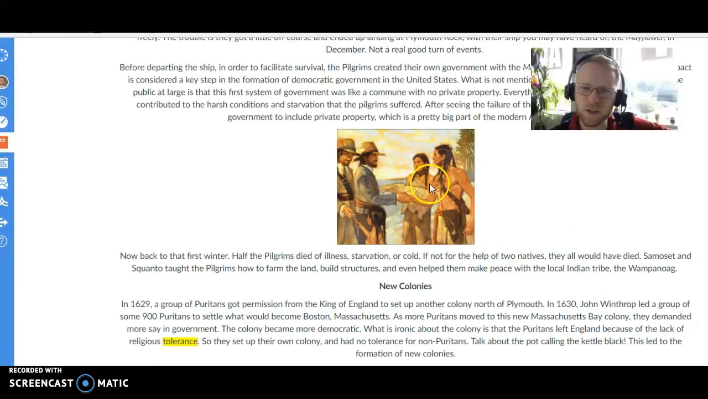Now, back to that first winter, half the Pilgrims died of illness, starvation, or exposure to the cold. If not for the help of the two natives, Squanto and Samoset, everyone probably would have died. They also helped them start good relations with the local natives, the Wampanoag. We're actually going to learn more about Squanto and Samoset with our Thanksgiving lesson that we'll do, much further down the line here in November.